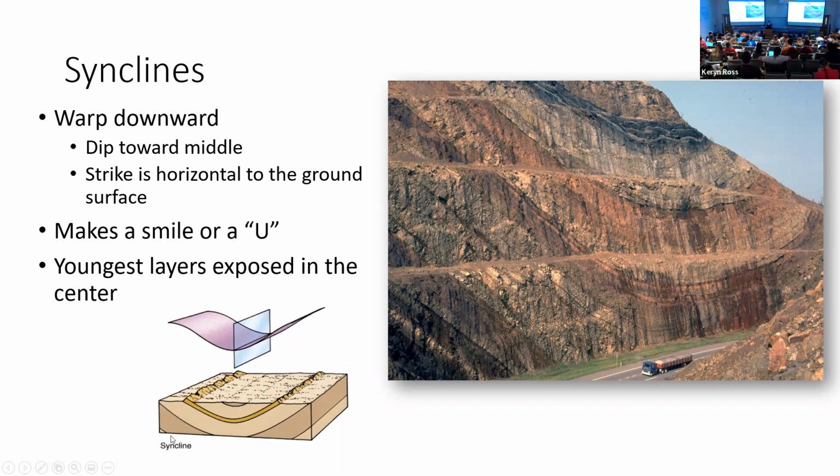So how are you going to be able to tell which way everything is dipping? Well, you could measure all the dips, or you could look and see which one is the oldest and which one is the youngest beds. And the youngest beds in a syncline are in the middle. So unfold this in your brain, and that makes sense. The oldest is going to be on the bottom, and so that means it's on the edges, and the youngest is going to be in the middle.